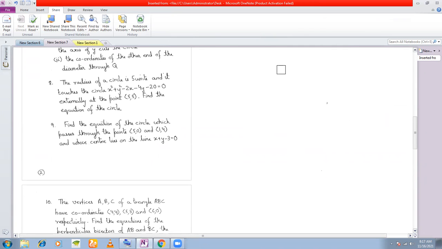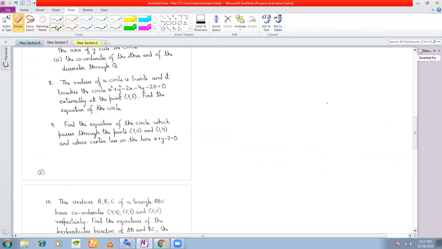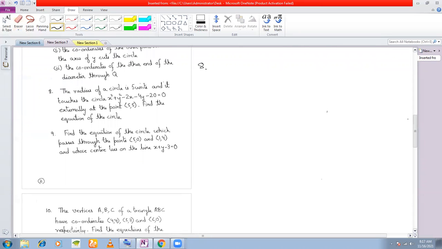Number 8. Look at this question. The radius of a circle is 5 units and it touches the circle x square plus y square minus 2x minus 4y minus 20 is equal to 0 externally at the point (5, 5). Find the equation of the circle.